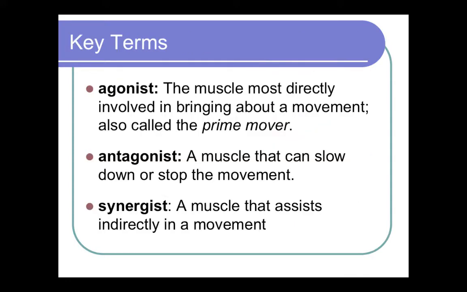faster movements. These are some terms I want you to be familiar with, and you may already well know. Agonist, which is the muscle most directly involved in bringing about a movement. This is also referred to as the prime mover. The antagonist muscle is a muscle that can slow down or stop the movement, usually on the opposite side. Synergist is a muscle that assists indirectly in the movement.